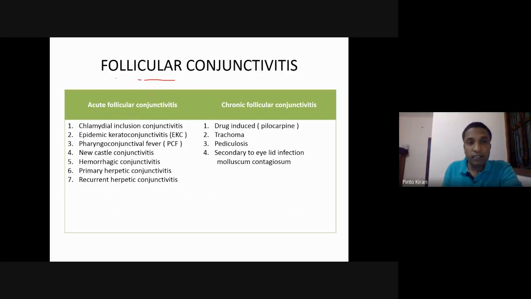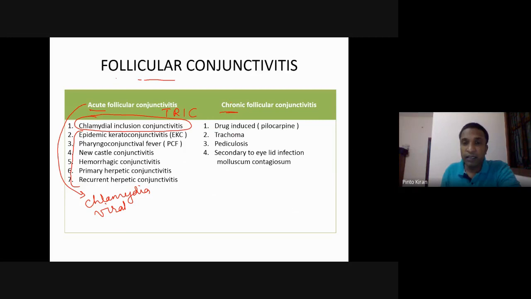So follicular conjunctivitis can be either an acute form or a chronic form. So what are the causes? How do you remember? I told you, right? The chlamydial inclusion conjunctivitis, also known as TRIC, trachoma inclusion conjunctivitis. So chlamydial infection and all the viral infections, basically chlamydia and viral, will cause acute follicular reaction.